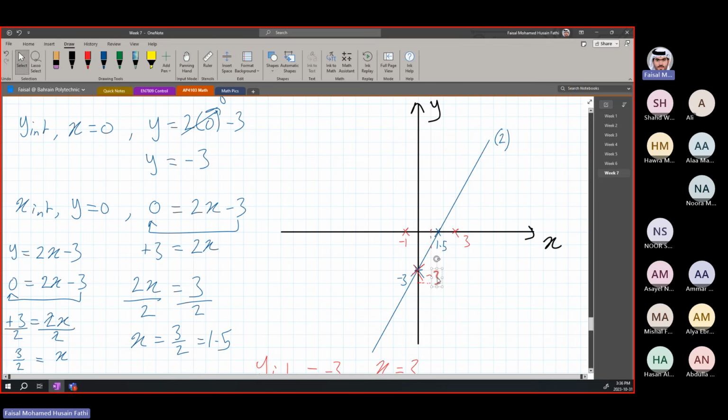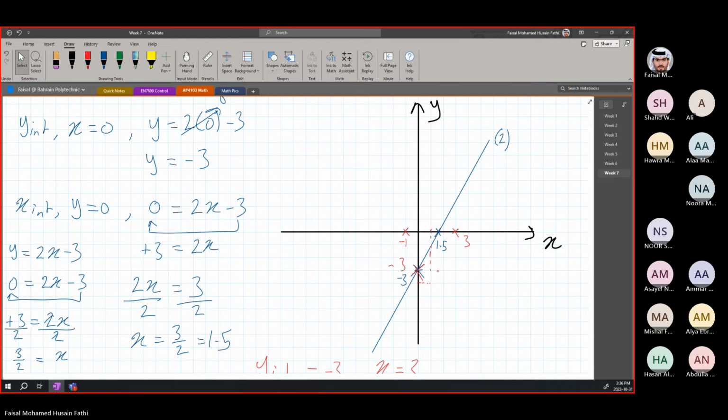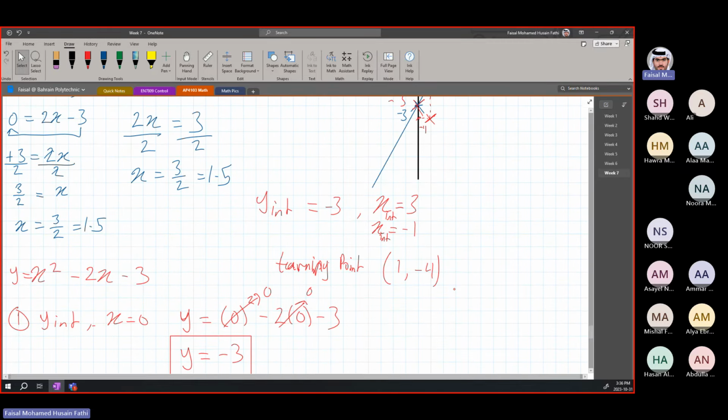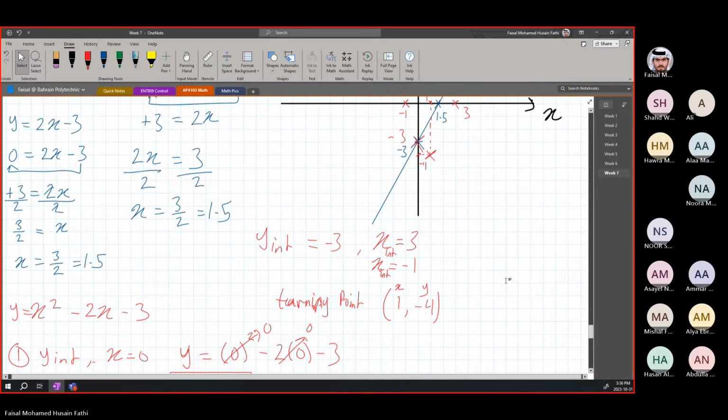1 which is here, 1, and minus 4 which is here. Okay. Just to make the situation a bit clearer, this is minus 3 here. So where this is 1 and this is minus 4. Okay. The point is here. So this is the main point, which is 1, minus 4. And this is the x, this is the y.